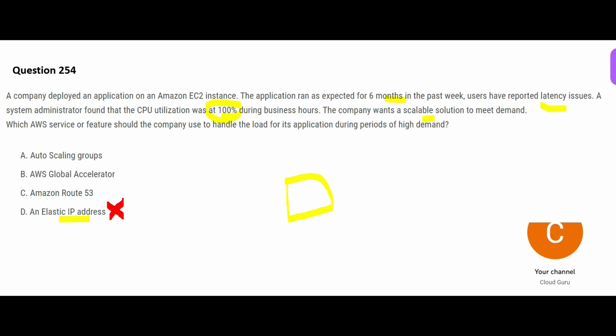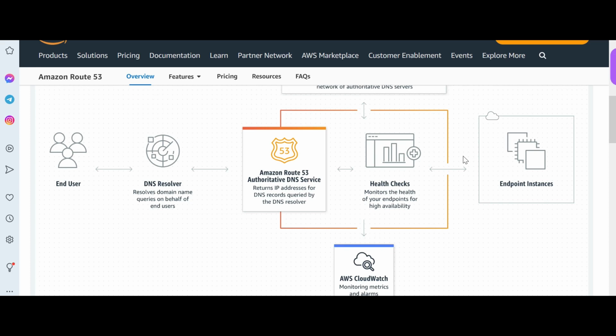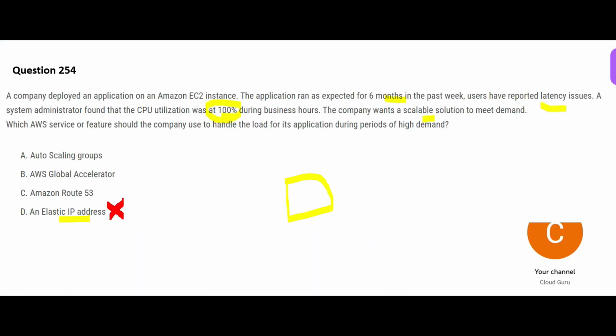Now let us look at C. The purpose of Route 53 is to route end users to internet applications. Basically, consider this as your team lead. Client gives the work, your team lead routes it to different people in his or her team. Here we don't have this routing problem. So this will not solve your scalability problem.